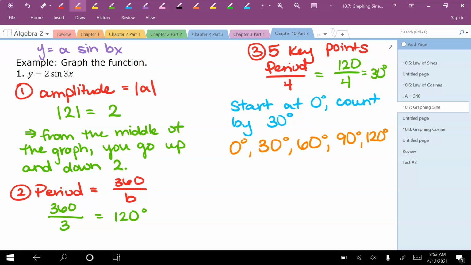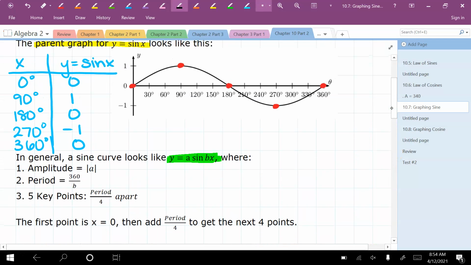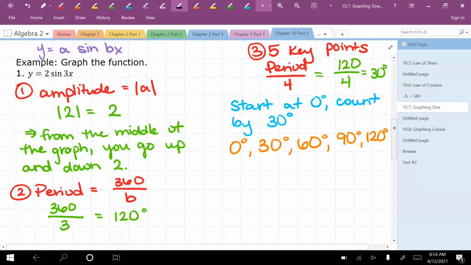I don't need to see the whole thing. So at this point, if you think about that sine function that I showed you up above, the parent function, what I'm doing with the 0, the 1, the 0, the -1, the 0, is taking all of those numbers times the 2, because the 2 was my amplitude. Remember I said that the 2 told us how far up and down from the x-axis we're going to go.